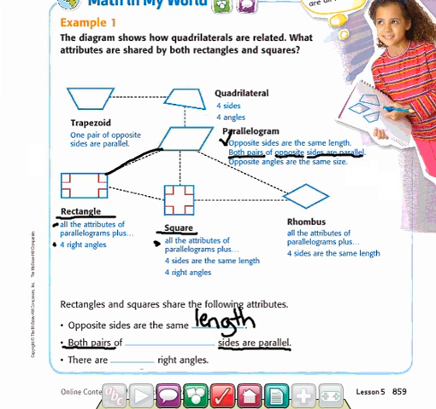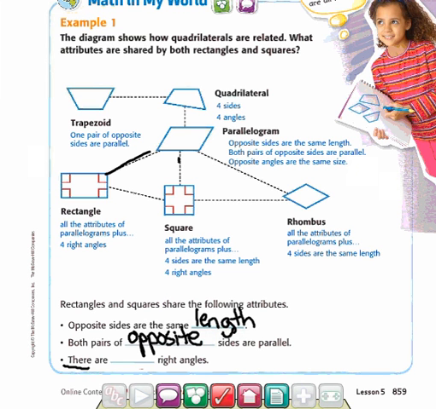So we take our square, and we go to the parallelogram, and we know that both pairs of opposite sides are parallel. Go ahead and get that in. And finally, if you want to take a look, it says there are blank right angles. Again, let's come up to the rectangle. Let's see what it says about the rectangle. 4 right angles. Let's take a look again. We want to share it with the square. 4 right angles. These are the attributes that your square and your rectangle share, so you could say there are 4 right angles.